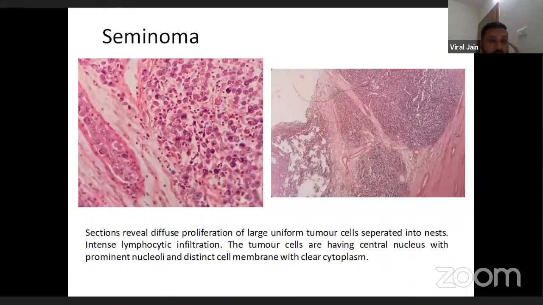Now the photomicrograph for seminoma. This section shows diffuse proliferation of large uniform tumor cells separated into nests with intense lymphocytic infiltration. The tumor cells have a central nucleus with prominent nucleoli and a distinct cell membrane with clear cytoplasm. They may also have eosinophilic cytoplasm.